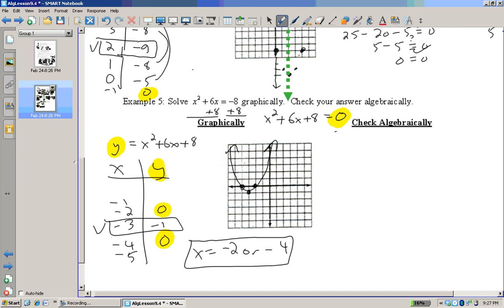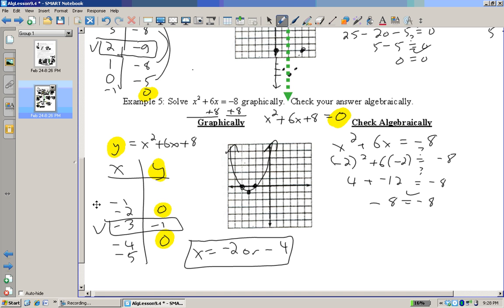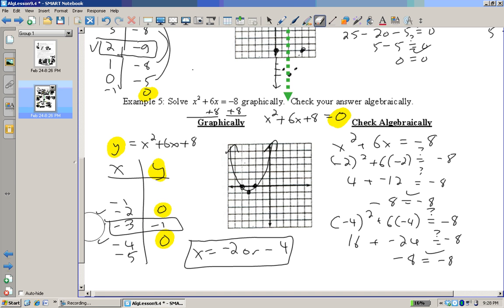So we're going to open this up. X squared plus 6x equals negative 8. First, we'll try negative 2. And put a little question mark. We're not sure. We're testing. It appears that works just fine. So this one's good. Let's check the negative 4. Question mark. We're not sure. And that works out well. We've checked both of these, and these do work.